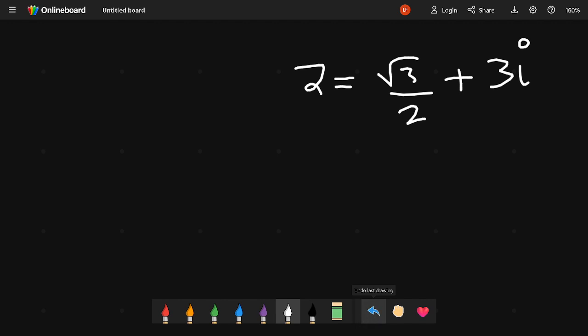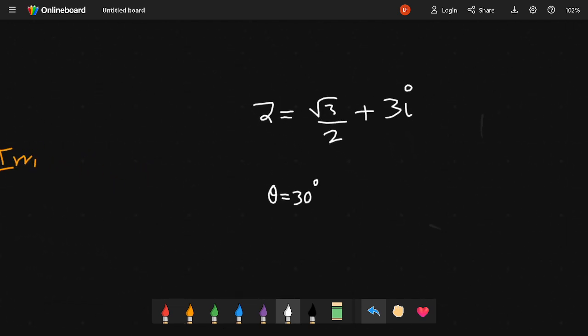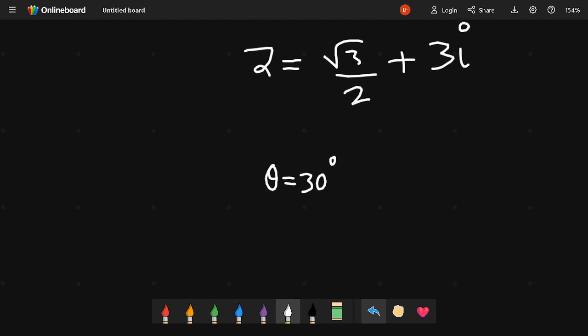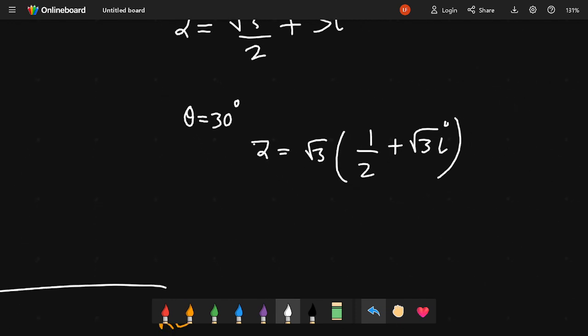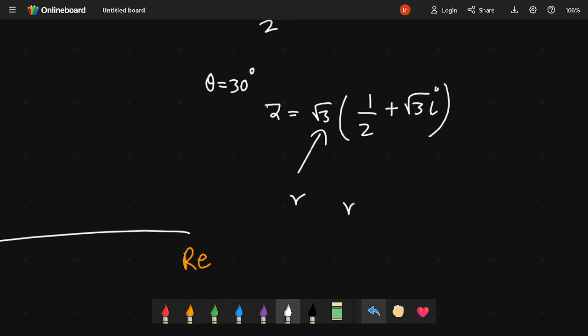Or this would be more appropriate, yeah. So the angle is 30 degrees, and they ask us to find it in polar coordinates. So, if you observe this complex number properly, we can take the square root of 3 common. And this would be 1 over 2 plus the square root of 3 times I. And you could consider this your r. So then r equals the square root of 3, and theta equals 30 degrees.